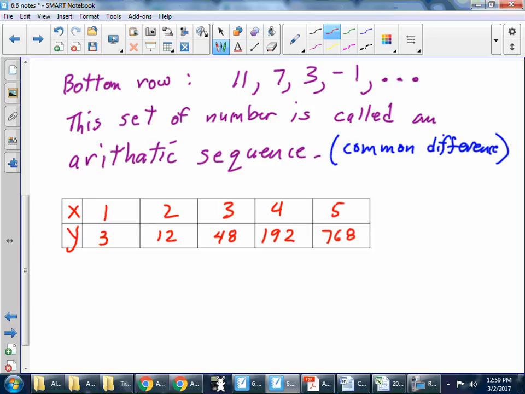So, this one, if we try to take the difference here, the difference between 3 and 12 is 9. The difference between 12 and 48, we get 36, and we go, oops, this one is not linear, is it? No, it's not, because 9 and 36 are not the same number. So we know it's not linear. We know it's not arithmetic, and so we say this is something else.